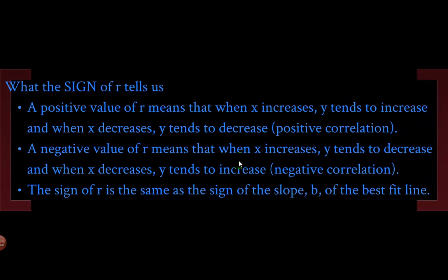The sign of R tells us if we have positive or negative, just like the sign of the slope. The sign of our slope b will also be the sign of our R. They will agree. If R is positive, when X decreases, Y decreases, or when X increases, Y increases, we have positive correlation. Negative says when X increases, Y decreases, or if X decreases, Y increases, we have negative correlation.